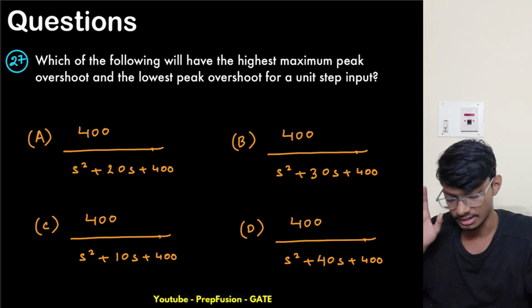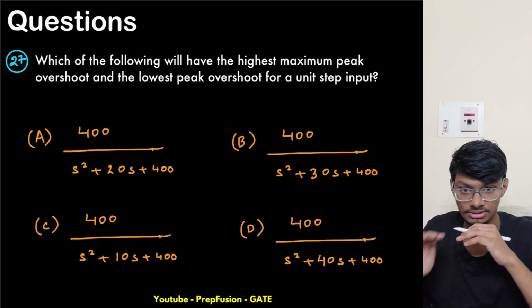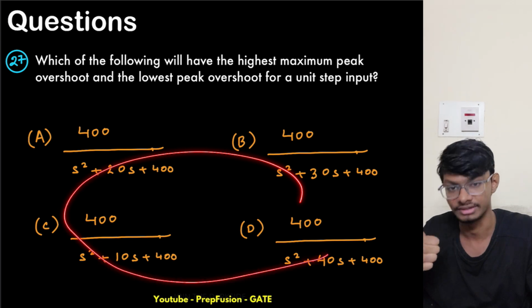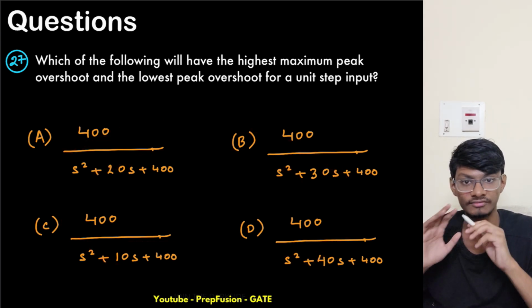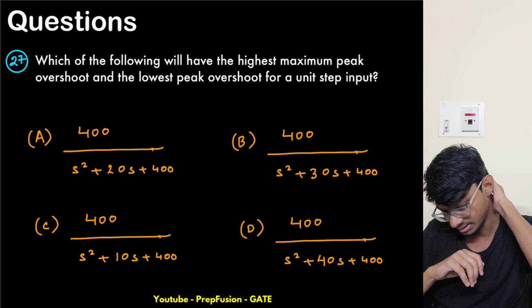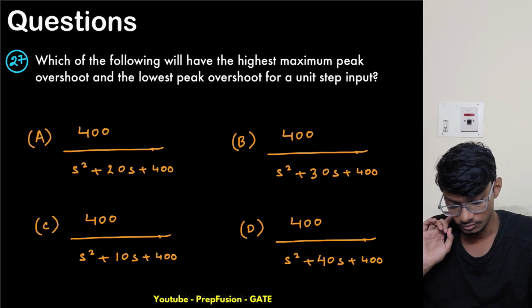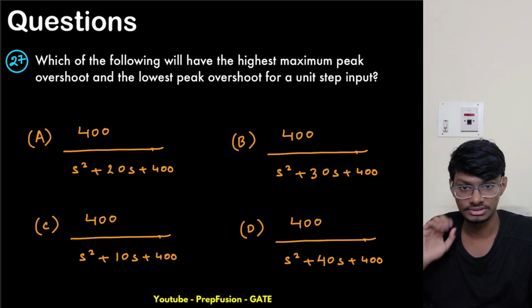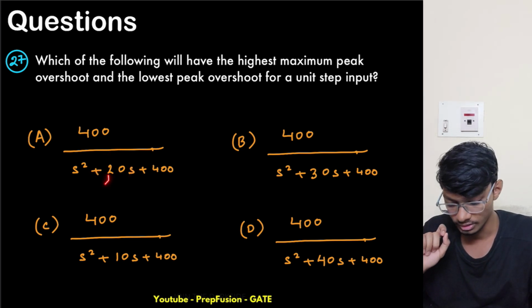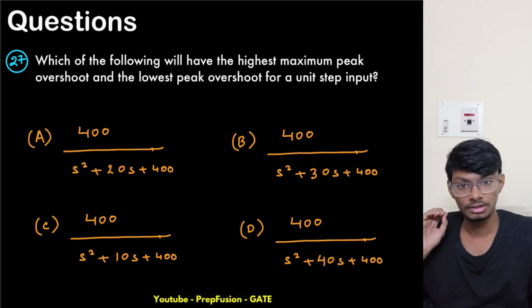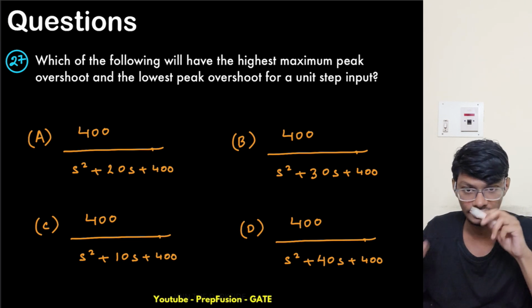So can I understand from here whether my zeta is increasing or decreasing? I can, because my omega n is the same for everything, so only my zeta is varying. So comparing all these 4 is very easy. Omega n is constant, so this term is equal to 2 into zeta omega n. Whichever one is the lowest will have the highest peak overshoot, because if zeta is high, then MPO will be low. They are inversely proportional to each other.